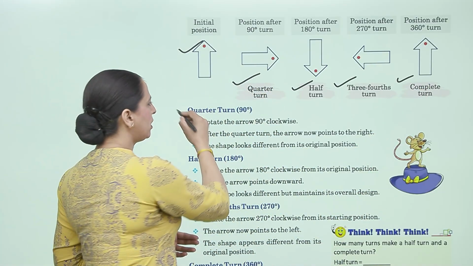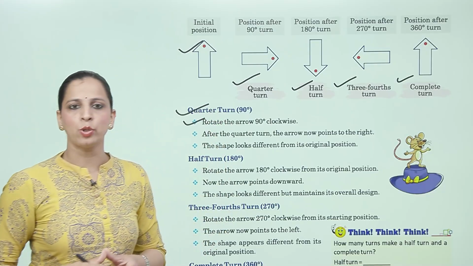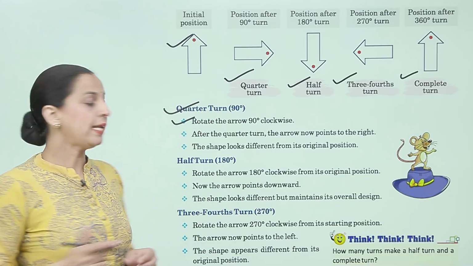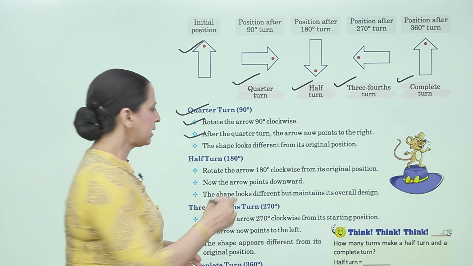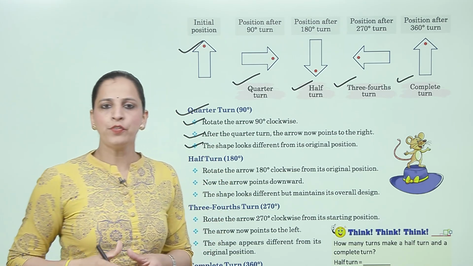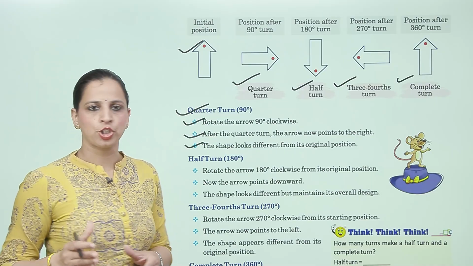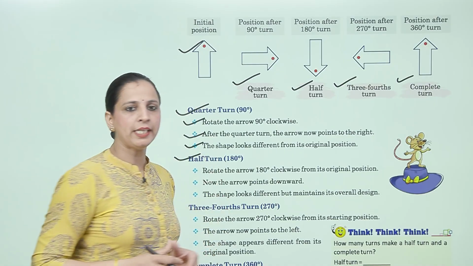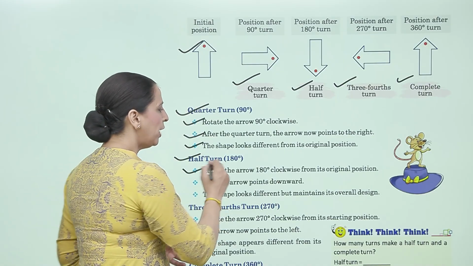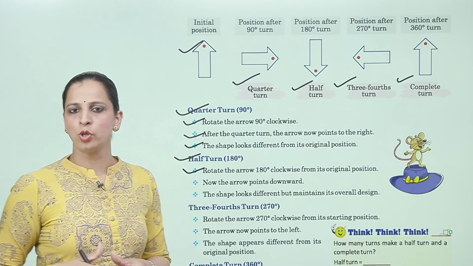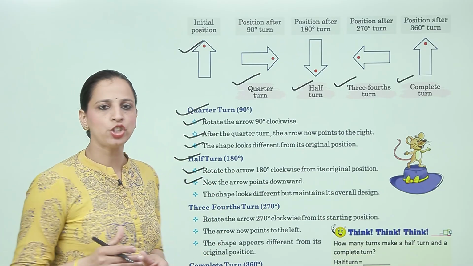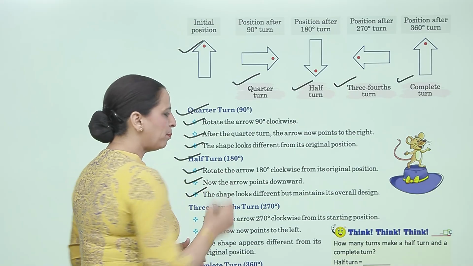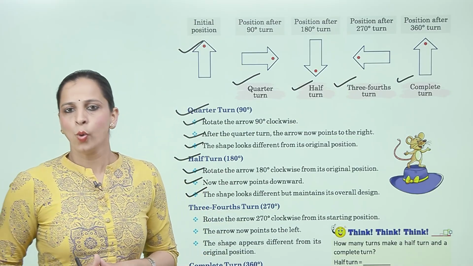Now quarter turn or 90-degree. Rotate the arrow 90-degree clockwise. After the quarter turn, the arrow now points to the right. The shape looks different from its original position. Now half turn, that is 180-degree. First rotate the arrow 180-degree clockwise from its original position. Now the arrow points downwards. The shape looks different but maintains its overall design.